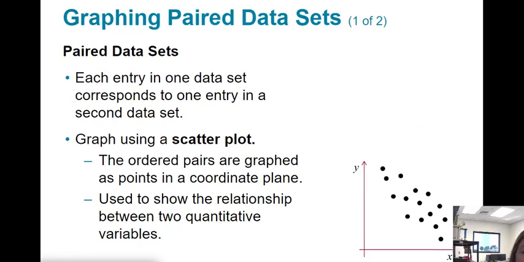Paired data sets. You've got your scatter plot. We're used to these, where you have a label for the x-axis, you have a label for the y-axis, and these are two quantitative variables. So maybe you're comparing height versus weight on a person's data.